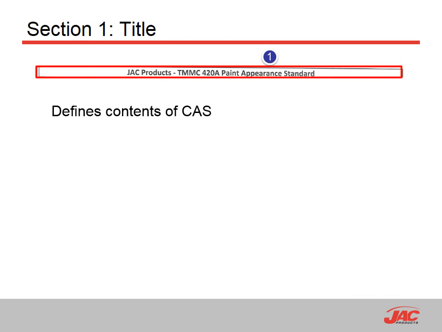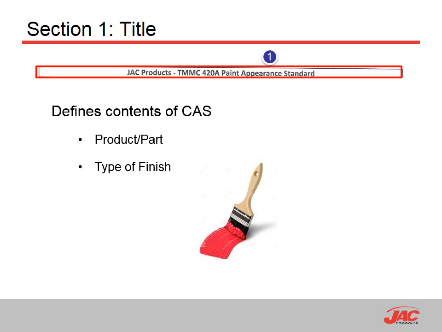The title defines what part or product this CAS should be applied to. The example shown is specifically for the TMMC 420A parts. It will also describe the type of finish defined in the standard. This example is designed for painted product.